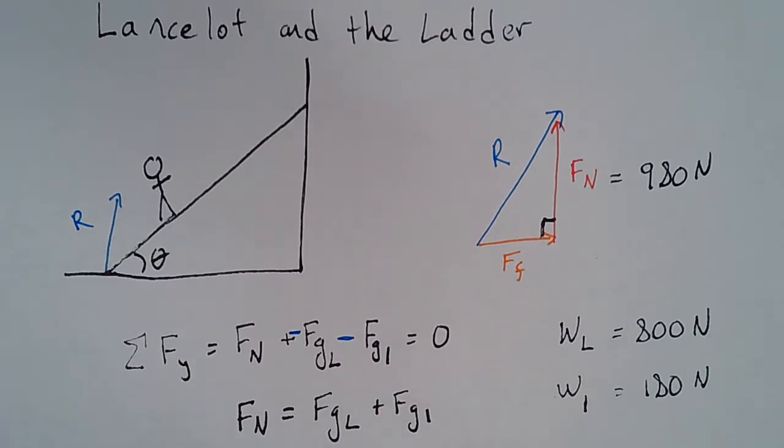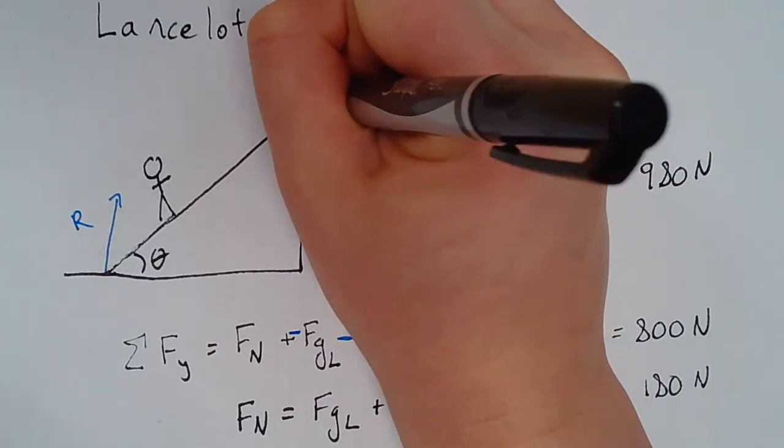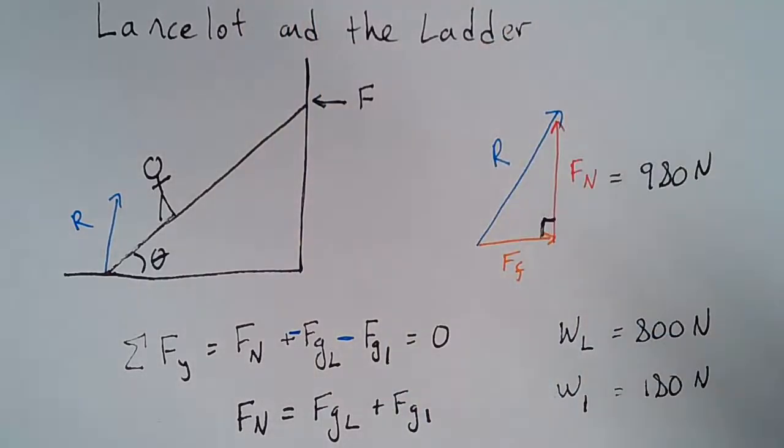And then the other piece of information that they showed us in the picture was that there's a force from the wall here. They just called that F. So this is the force of the wall pushing against the ladder. The ladder pushes against the wall, so the wall is going to push back on the ladder.